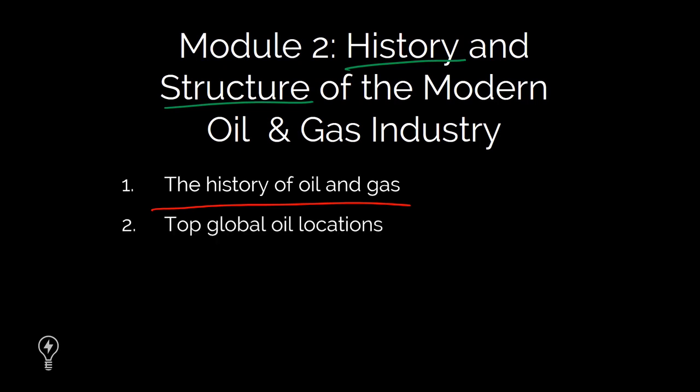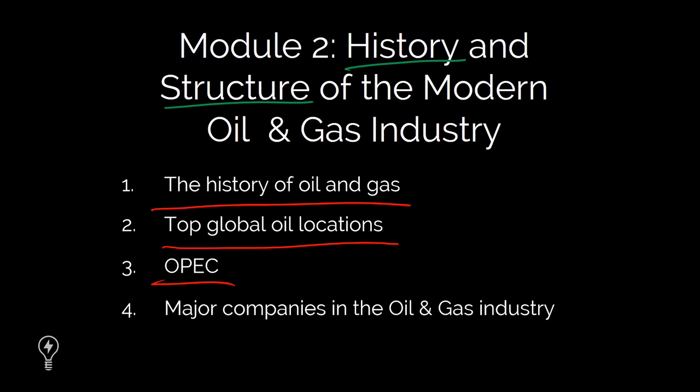Next, we'll look at the top global oil locations. Here we'll focus on the world's top 10 countries in terms of oil reserves. We'll also recognize that most of these countries are in the Middle East. Our third area is OPEC. Here we'll learn about the beginnings of OPEC, its prominence during the 1970s, and begin to understand OPEC's aims.